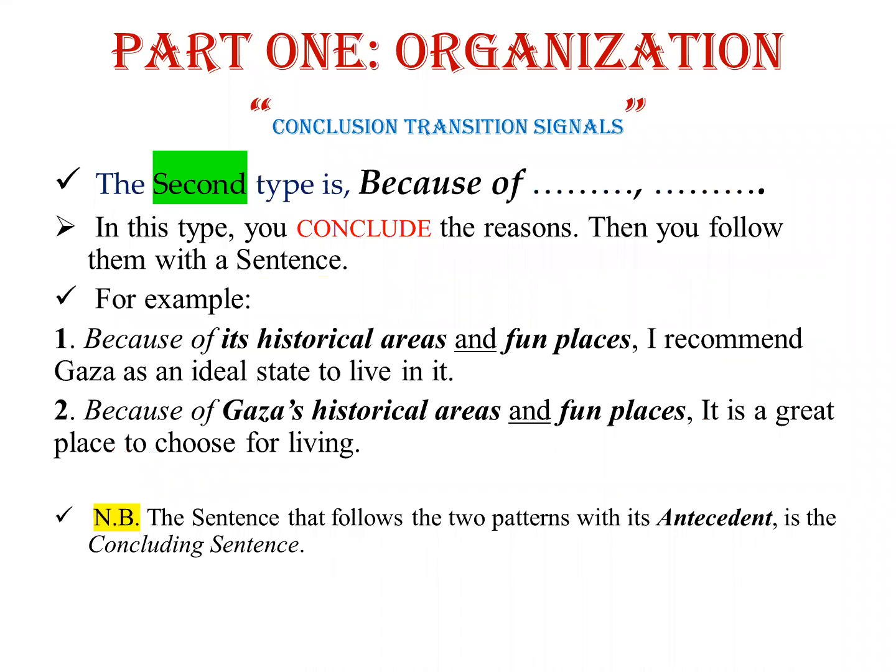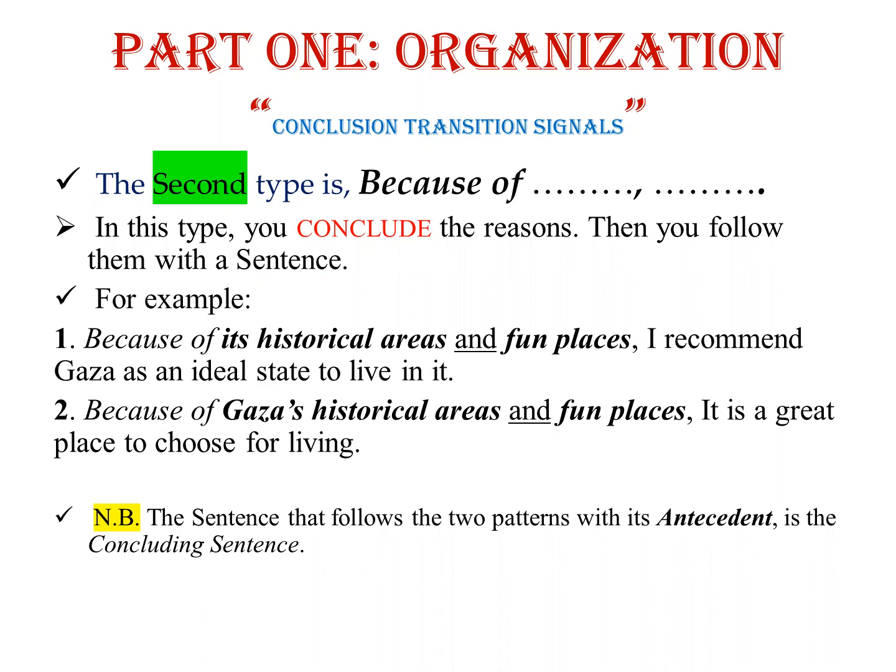The second type is because of, and I put the main reasons. I don't put numbers here, I put the main reasons. And after that, I also put a simple sentence. In this type, you conclude the reasons, then you follow them with a sentence. For example, because of its historical areas and fun places, I recommend Gaza as an ideal state to live in. Because of Gaza's historical areas and fun places, it is a great place to choose for living.